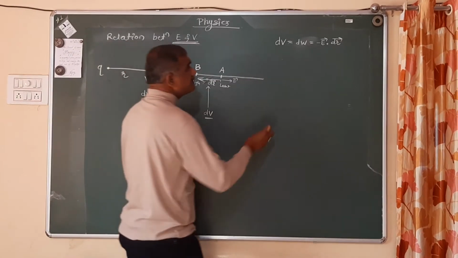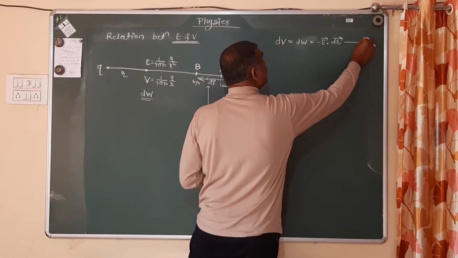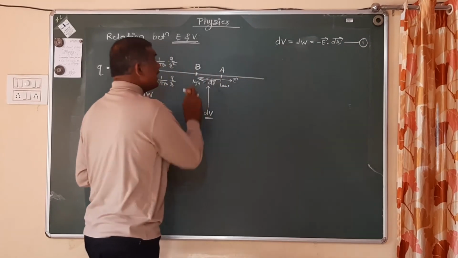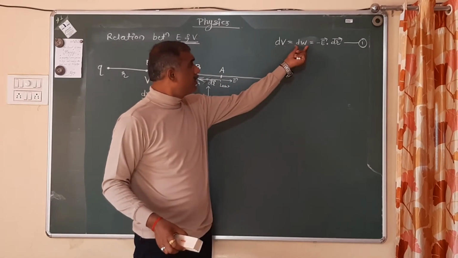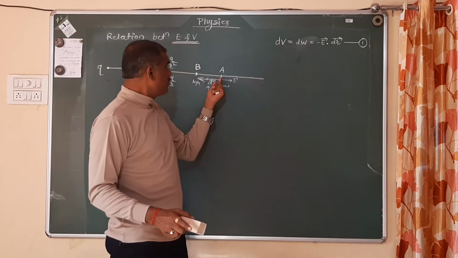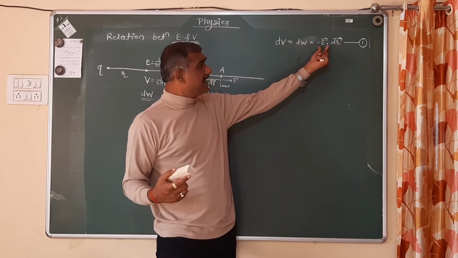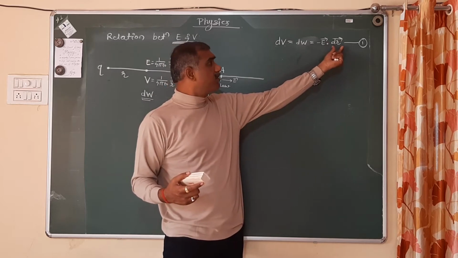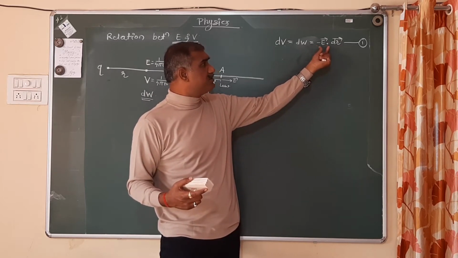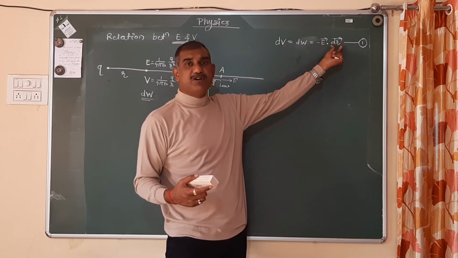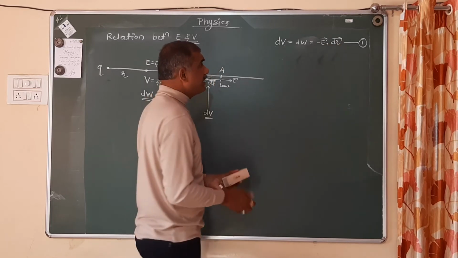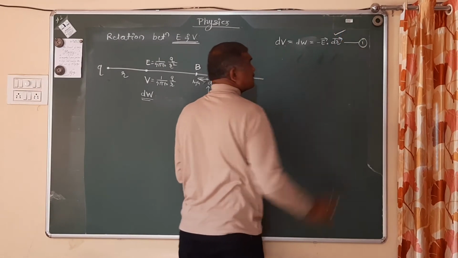And then after this is your first expression: the potential difference between A and B is nothing but the work done in moving 1 coulomb charge from A to B, which is equal to the force in the movement direction multiplied by the dot product of the displacement. Force is equal to minus of vector E and displacement is equal to vector dr. This is a very important thing. You must remember this first expression.